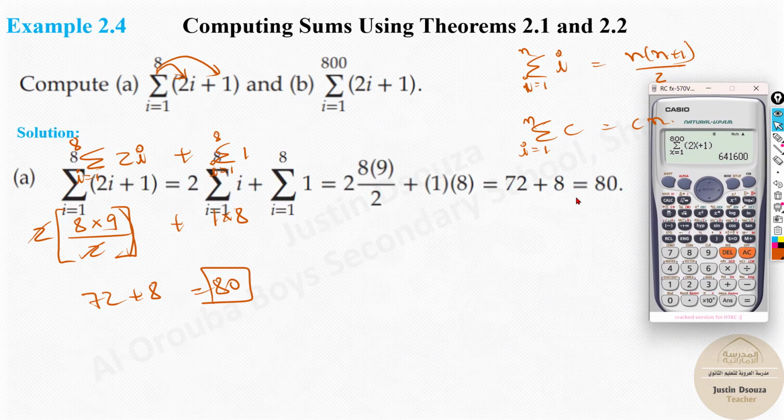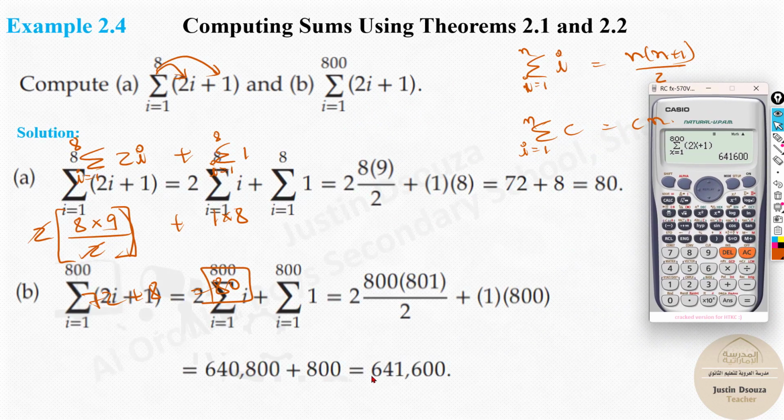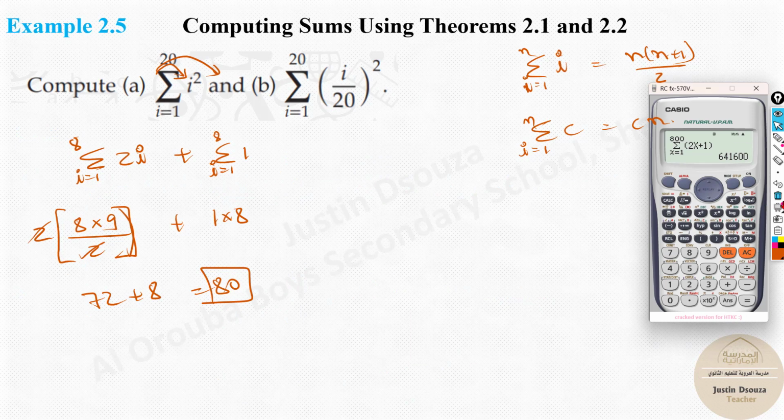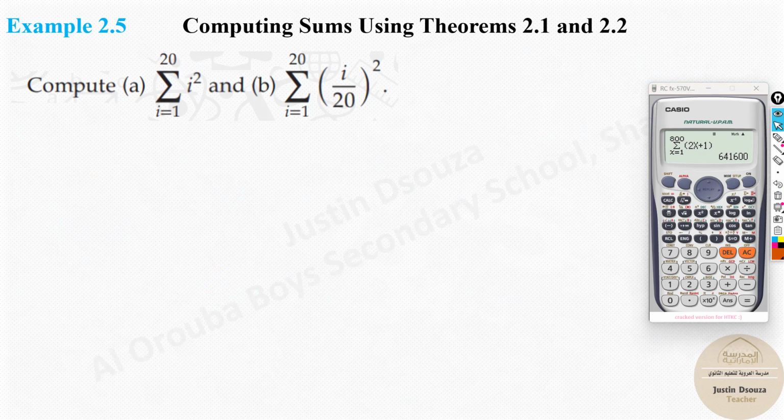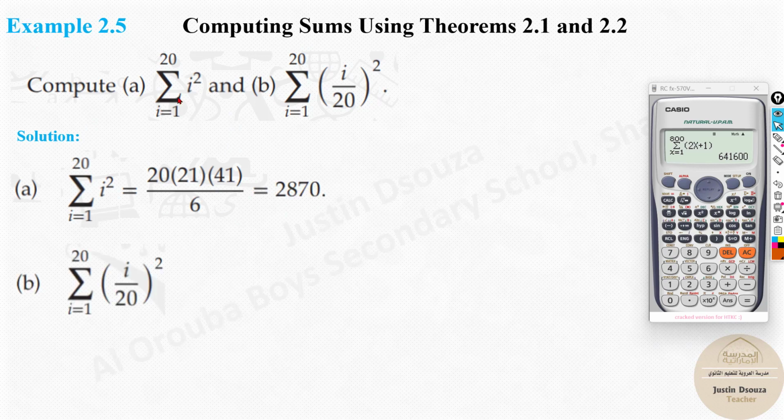So here it's 80, and this is 641,600. Now the same method can be applied over here, very simple. Please do try to solve them as well. You can see over here it's 287.